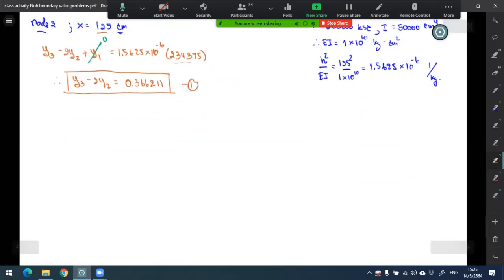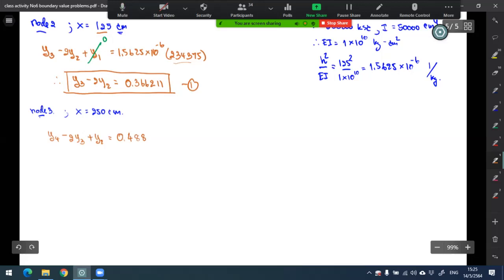Do the same thing with node number 3. For node number 3, x is equal to what? X equal to 250 centimeter, right? So for node number 3, it becomes y4 minus 2y3 plus y2 equal to 0.48281. We check this value, okay?